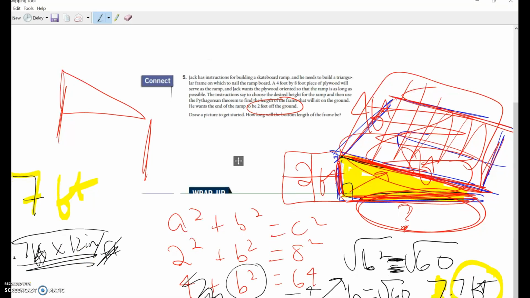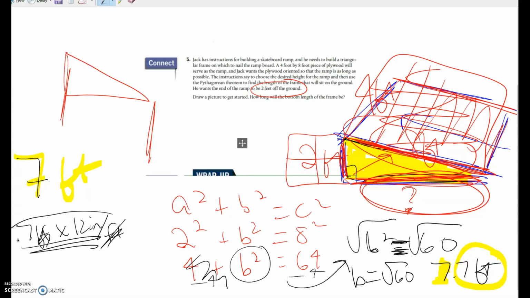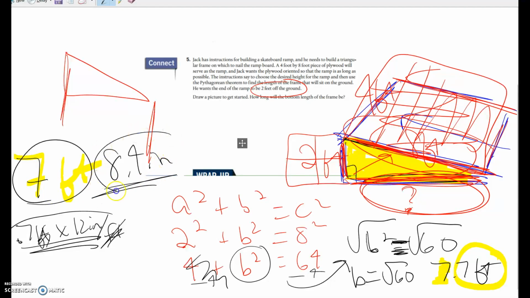Okay, so if I take 0.7 feet times 12 inches, I get about 8.4 inches. So if I'm building this, I know that it's 7 feet plus an additional about 8.4 inches, and that would be the distance of that bottom frame. All right, I am going to stop there.